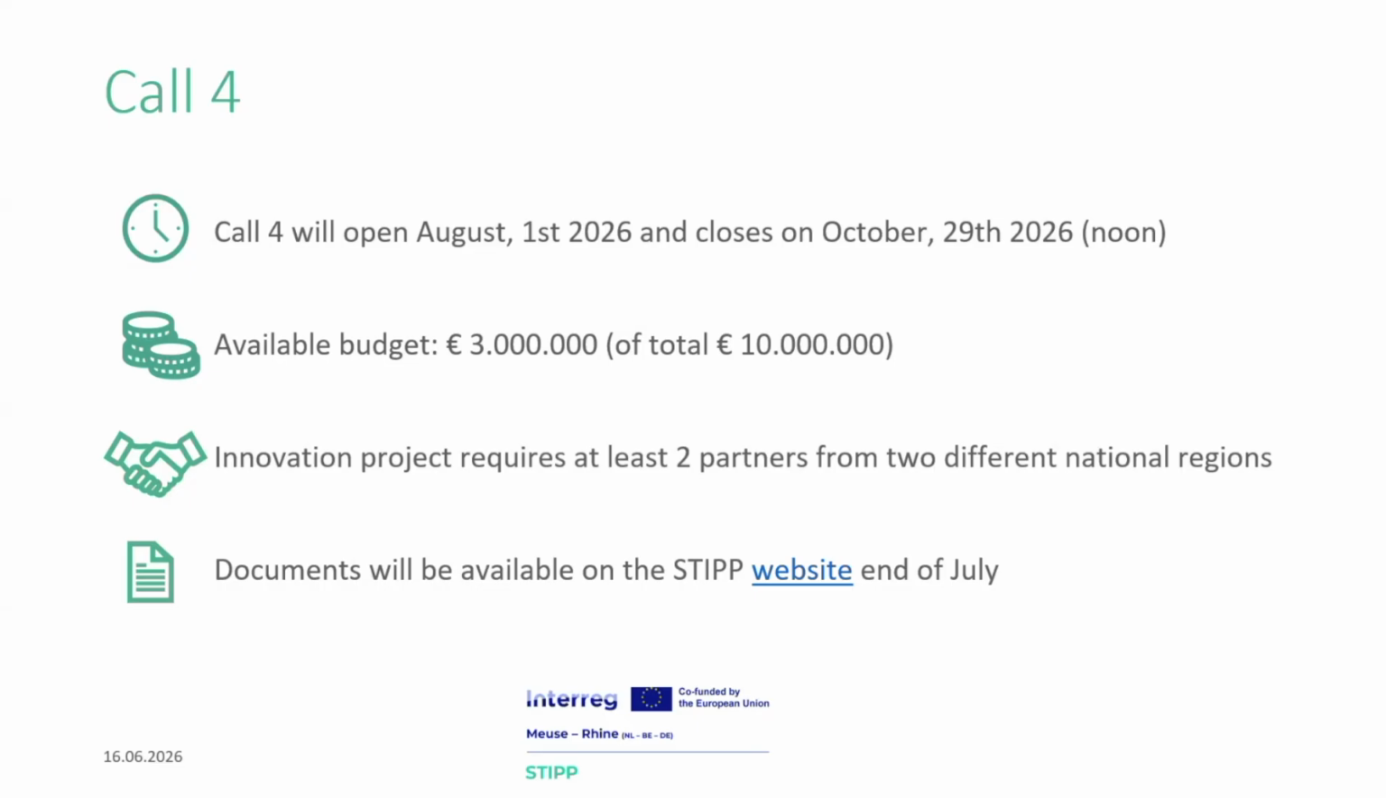We will have an available budget of 3 million of the total of the 10 million which I mentioned earlier. And as in the other calls, you still need a cross-border collaboration. This means that you should have a partner from a different national region within that program area I just mentioned. The documents are not finished yet because it will open in August, but they will be available at the end of July, and you can visit them on the STIPP website. There you will find all the latest documents for Call 4.